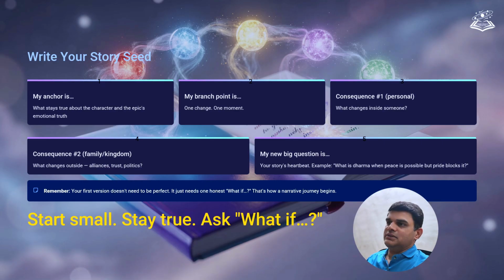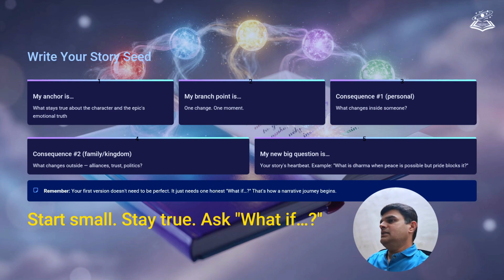Now it's your turn. And we will keep it easy. Write 5 lines. First, my anchor is what stays true about the character and the epic's emotional truth. Second, my branch point is one change, one moment. Third, consequence 1, personal. What changes inside someone? Fourth, consequence 2, family or kingdom. What changes outside? Alliances, trust, politics. Fifth, your new big question. This is your story's heartbeat.